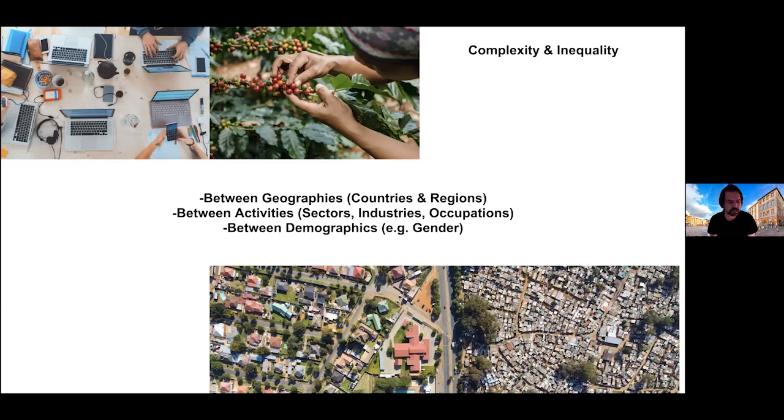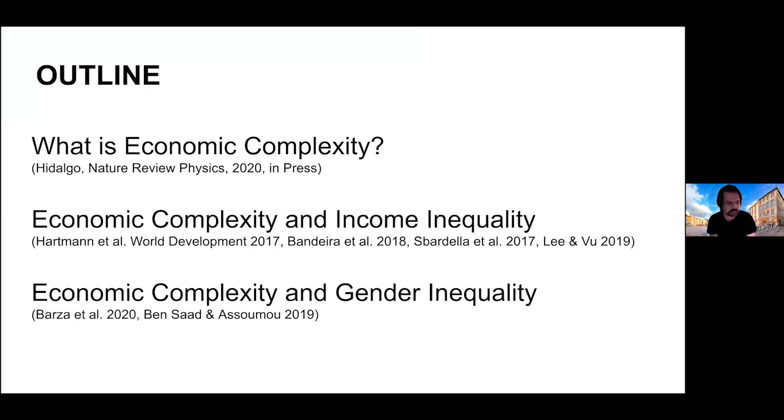And recently we have seen the rise of a literature focused on quantifying economic complexity and using these ideas to explain differences in different forms of inequality. So what I'm going to do today is begin by summarizing recent advances in our understanding of economic complexity, and then I will use these advances to explore the literature connecting economic complexity and differences in inequality. So first, I'm going to ask, what is economic complexity?